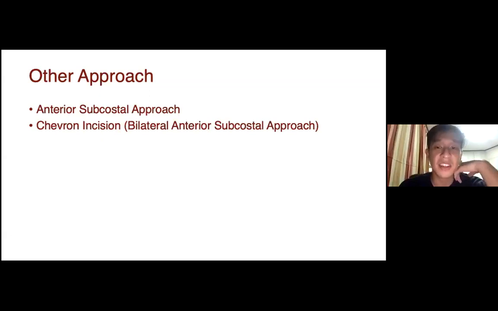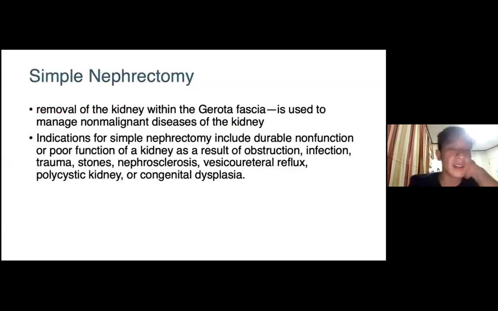And then next is the chevron incision, which is composed of bilateral anterior subcostal incisions. This is ideal for renovascular surgery and radical nephrectomy with thrombectomy. So now we're finished with the types of incision. We'll proceed with nephrectomy. So first is simple nephrectomy.